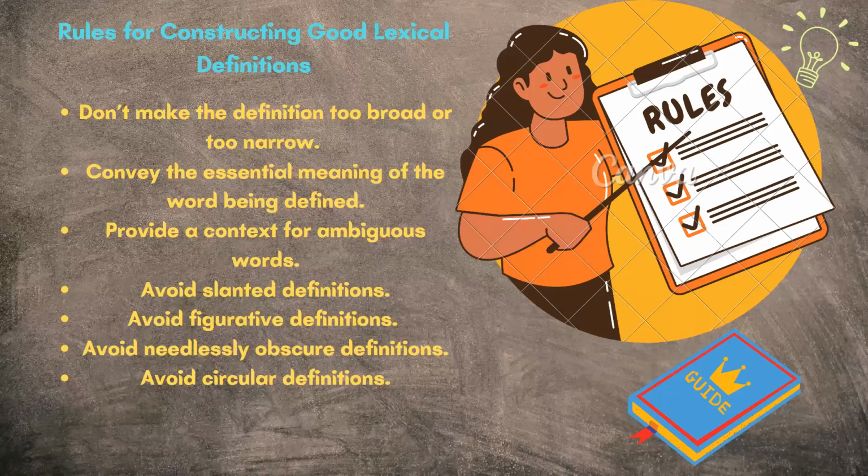And there are some rules for constructing good lexical definitions. Some readers may have noticed how difficult it is to come up with good, accurate definitions. Every method has its pitfalls. And here are a few simple rules that will help you to construct sound definitions and evaluate those of others. First, don't make the definition too broad or too narrow. There is an example: a definition of sibling as brother would be too narrow because it fails to include sisters.